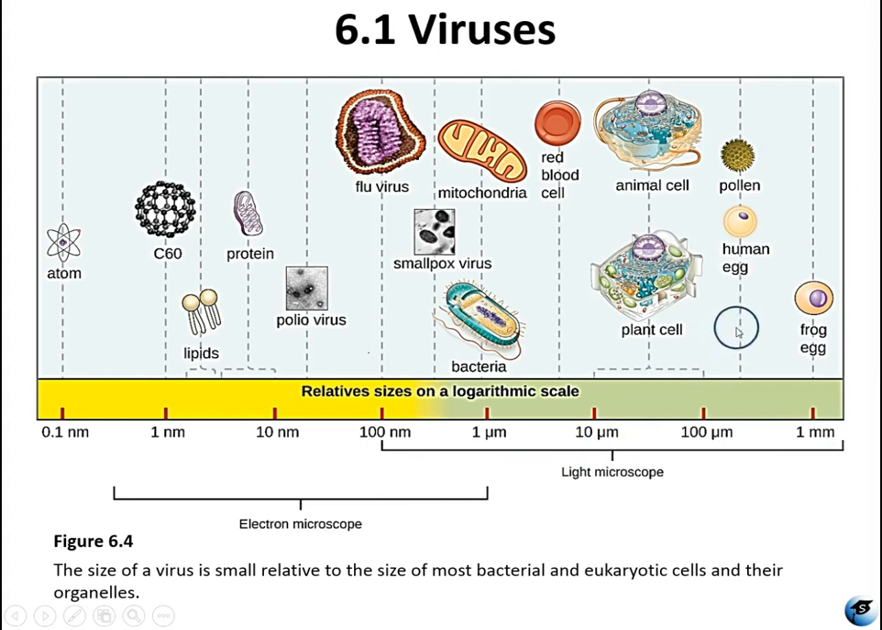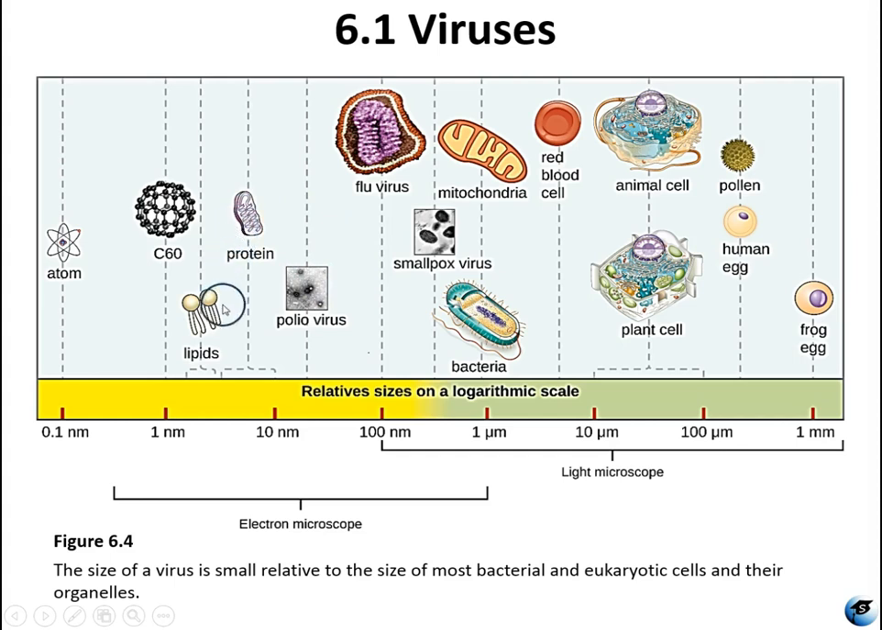So if you can picture like a grain of pollen or a human egg, right? And then smaller than that are animal and plant cells. Even smaller than that are red blood cells. Even smaller than that are your prokaryotic cells. And then right around here is where your viruses fall. So we're talking 10 nanometers on up to about 200 nanometers. And then the next smallest thing is like an individual protein.